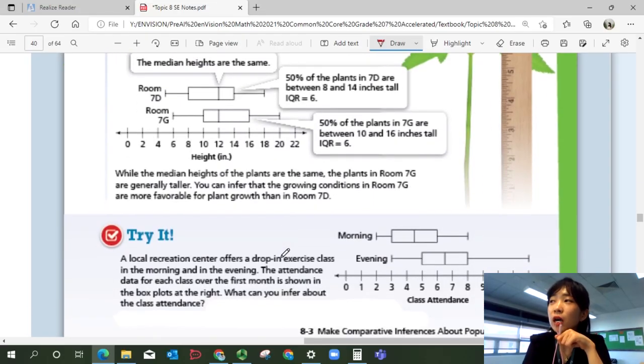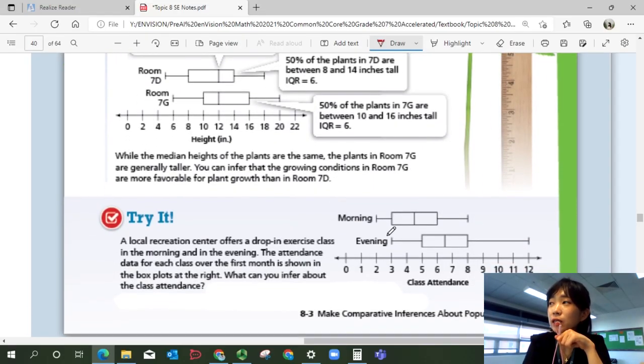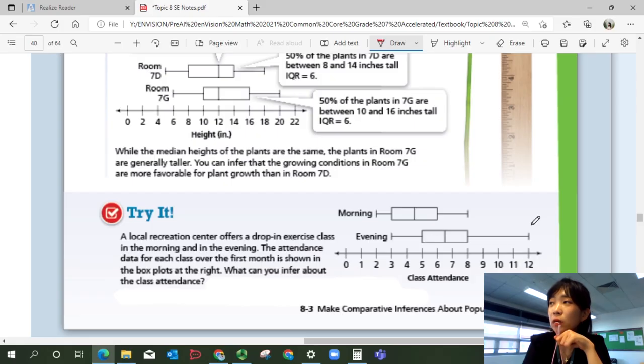So let's look at try it. A local recreation center offers a drop-in exercise class in the morning and in the evening. The attendance data for each class over the first month is shown in the box plots at the right, morning and evening. What can you infer about the class attendance? So looking at these box plots, please make as many inferences as you can from this data. See if you can figure it out by yourself. Come back when you're ready for answers.